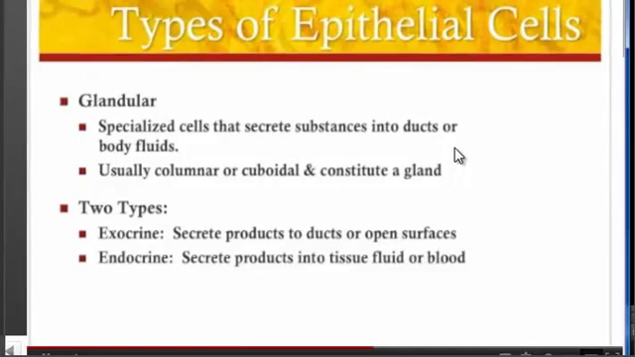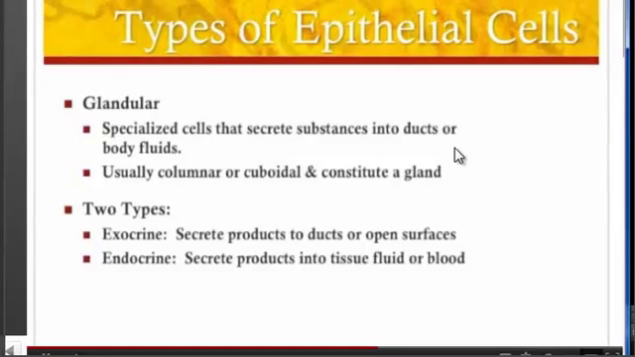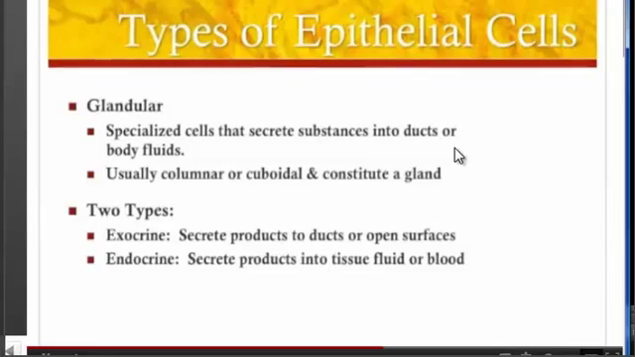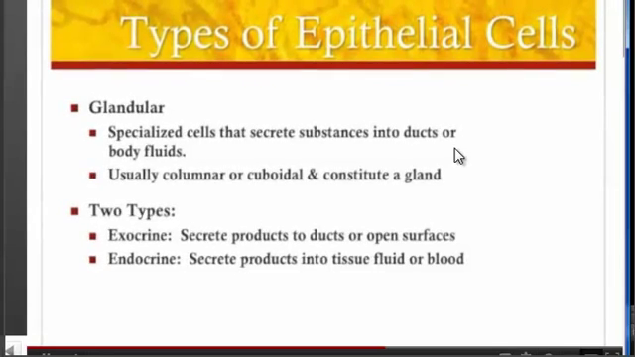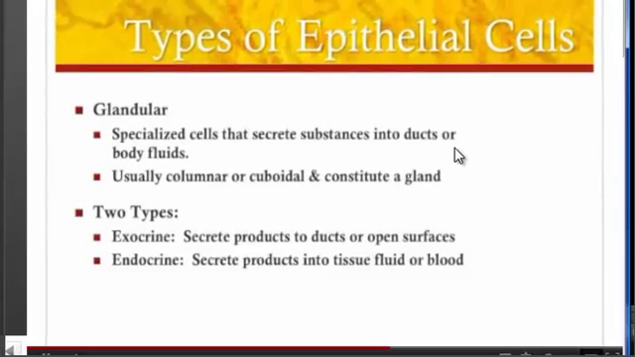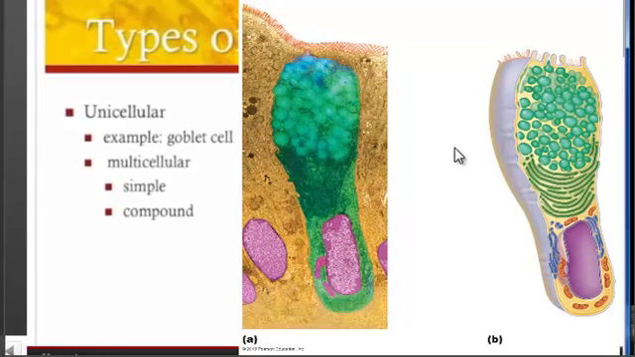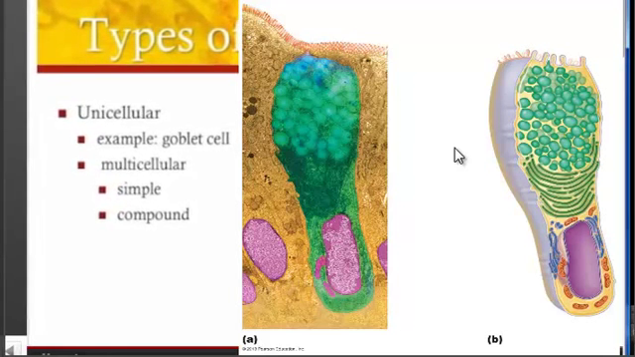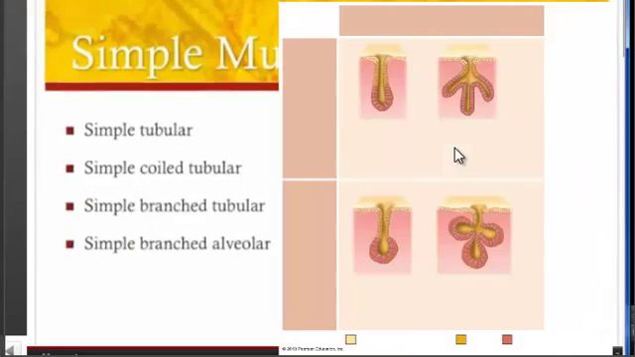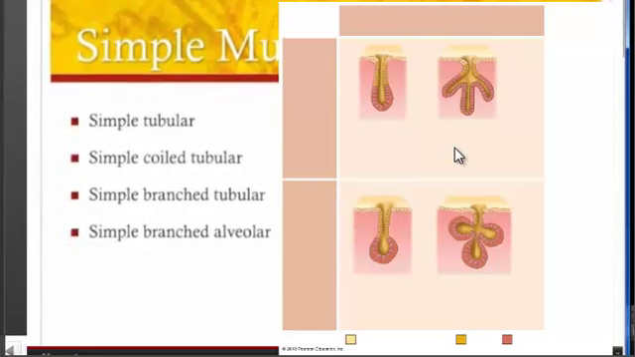As we look at glandular tissue associated with cuboidal type cells, glandular tissue is specialized to secrete substances into the ducts or body fluids found throughout the body. These glands can either be exocrine in nature, which secrete into a duct onto the open surfaces of the body, or endocrine and release directly to the blood. Unicellular glands that we would refer to here are goblet cells that release mucus under the surface in mucous membranes.